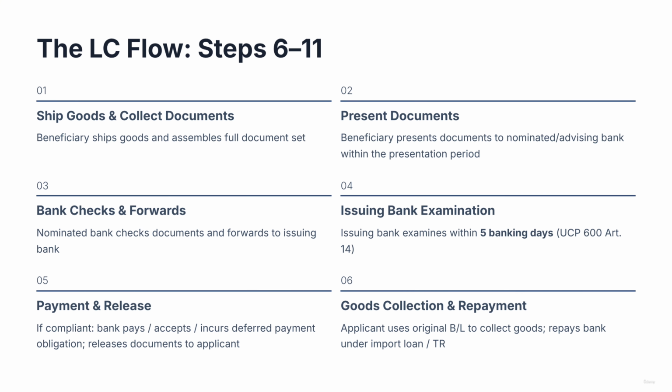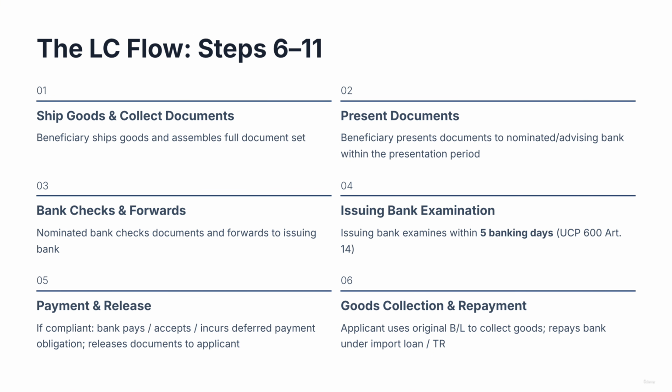The beneficiary ships the goods, collects the full document set, invoice, packing list, bill of lading, insurance certificate, any other documents specified in the LC, and presents them to the advising or nominated bank within the presentation period stated in the LC. The bank checks the documents and forwards them to the issuing bank. The issuing bank has 5 banking days under UCP 600 Article 14 to examine the presentation and decide whether to honor or refuse. If the documents comply, the bank pays, accepts the draft, or incurs its deferred payment obligation and releases the documents to the applicant.